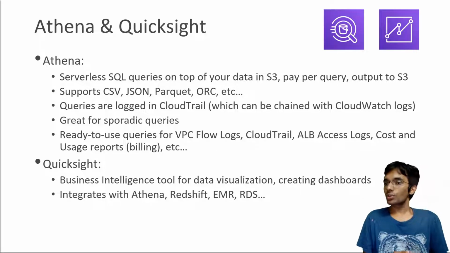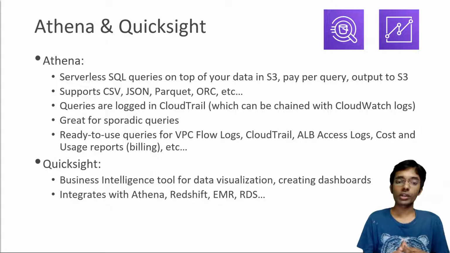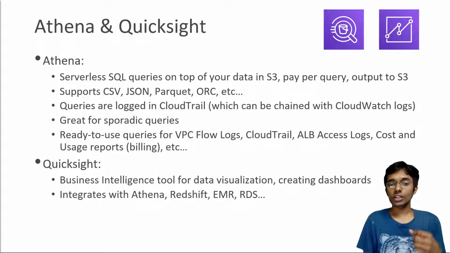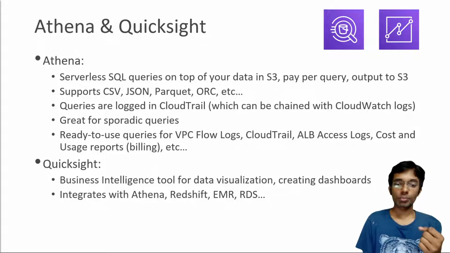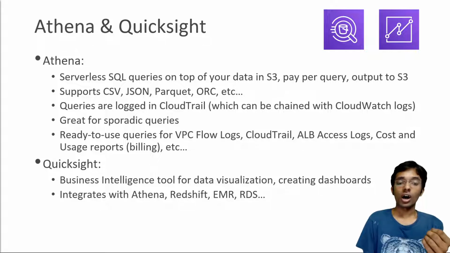Okay, so now let's talk about Athena and QuickSight very quickly. Athena is going to be running serverless SQL queries on top of your data that lives in S3. You are going to pay per query, and the output of your query can be sent back into S3. It supports CSV, JSON, Parquet, and ORC in terms of data formats. And the cool thing is that all queries you do in Athena are logged in CloudTrail.